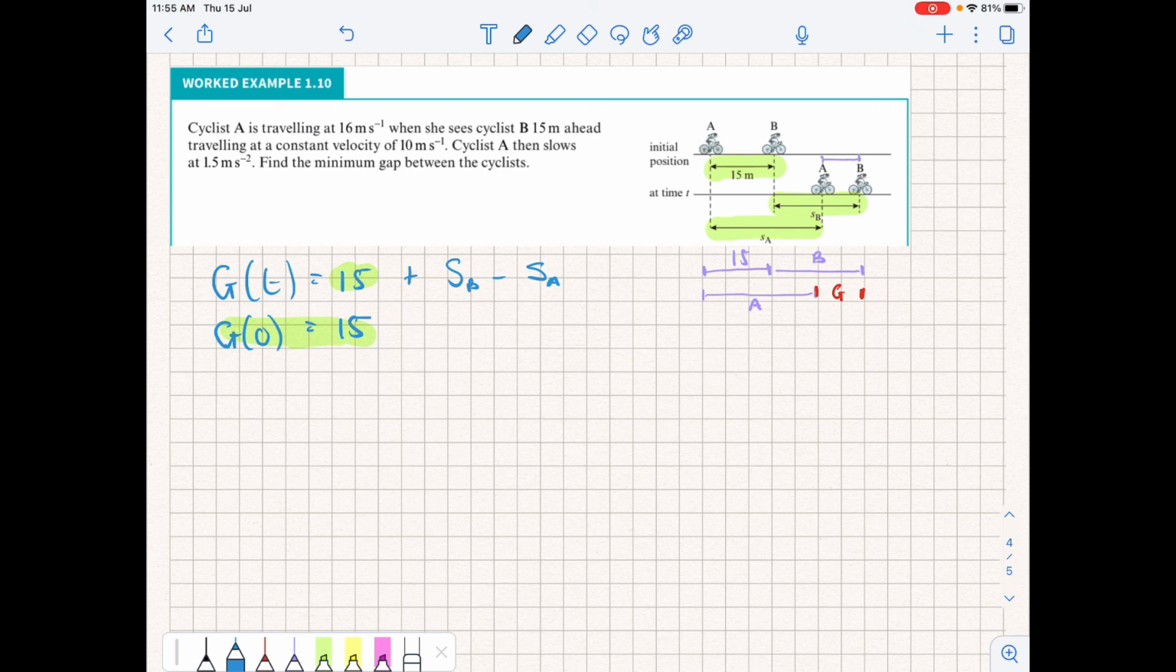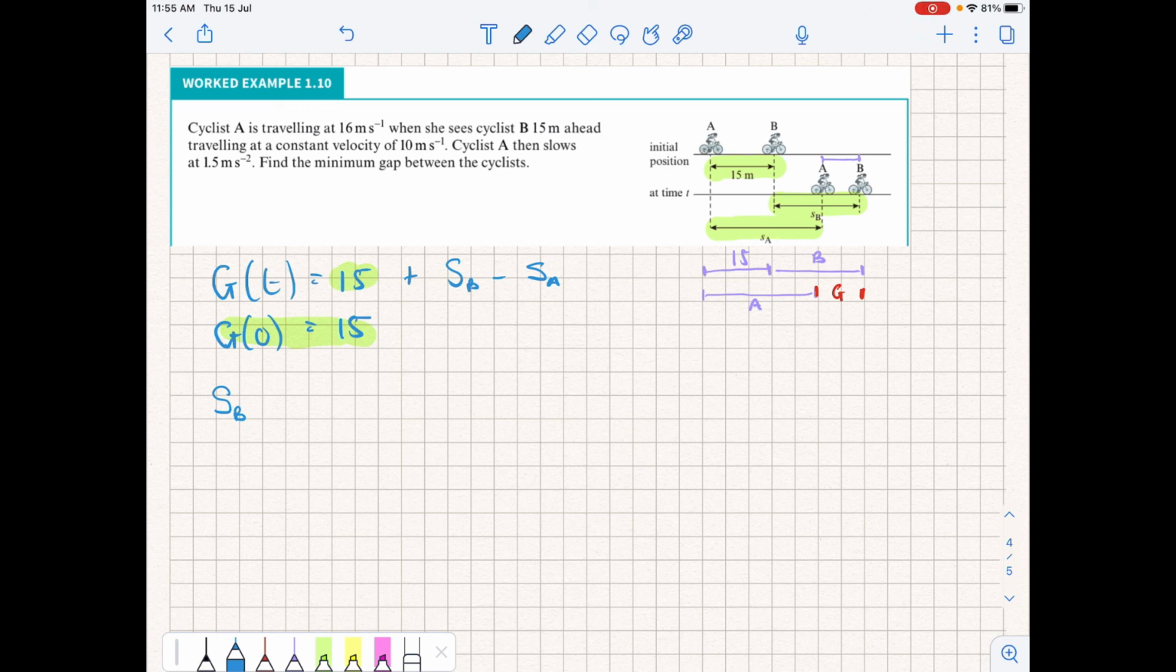So what we need to do now is formulate two displacements for these two cyclists, right? Because these are happening at the same time, their time is going to be the same, even though they are not at the same position. So we're not going to have time 1 and time 2. However, we will have displacement 1 and displacement 2. So let's work out the displacement for cyclist B.